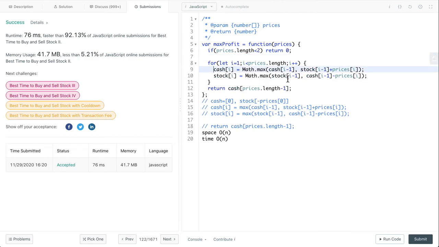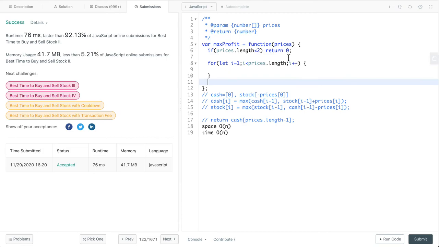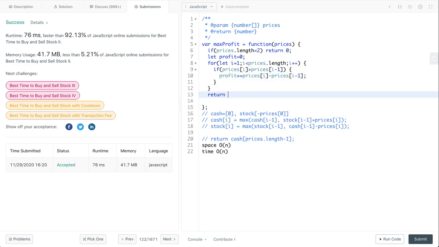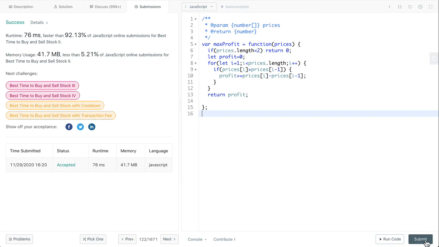We can remove this, remove this, remove this. We still have this length check, and this is our profit. As long as the price goes up, we just sell. And in the end, we return profit. Let's remove this. Let us submit. It looks good.